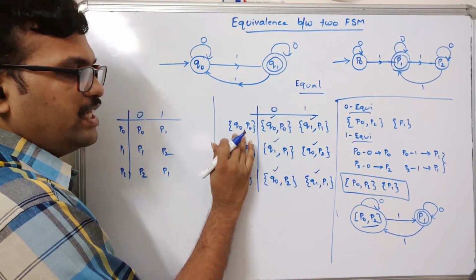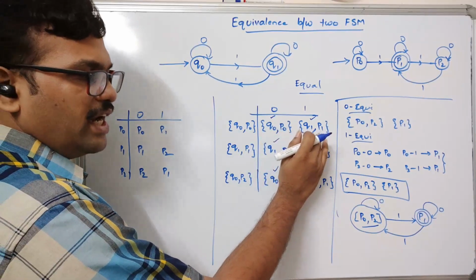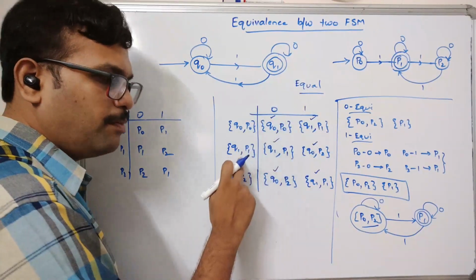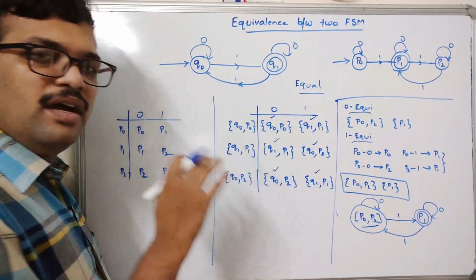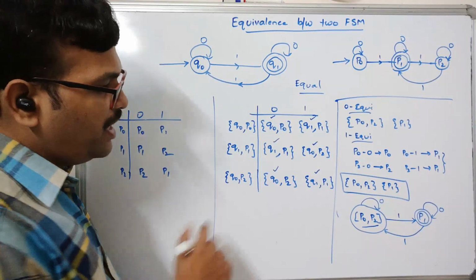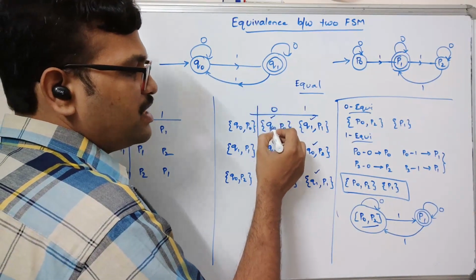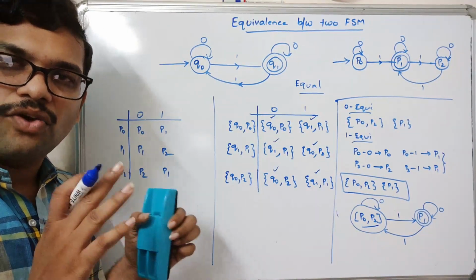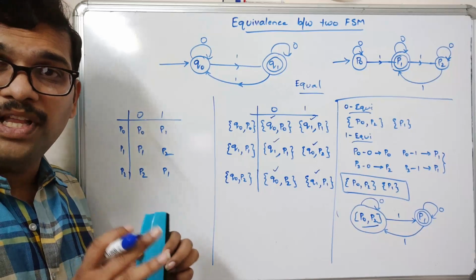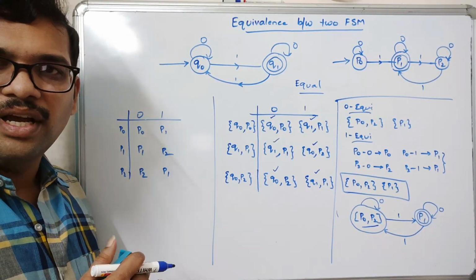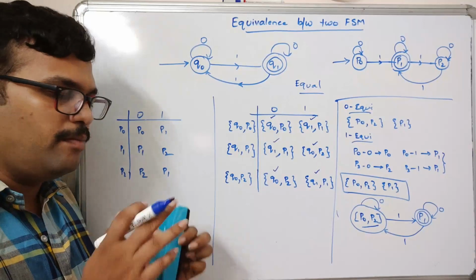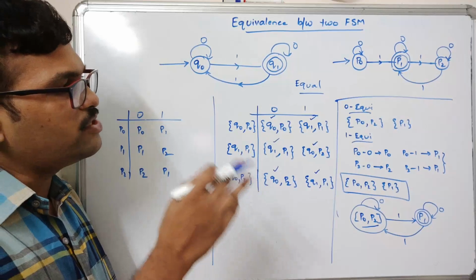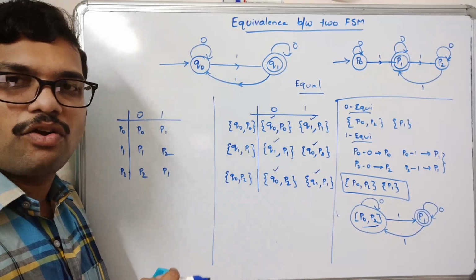Just start with the initial states, and if it forms any new state, find the transition over 0 and 1 for that particular new state and repeat the process until it doesn't form a new state. And finally, check the states of each set, whether they are non-final states or final states. It should not be a combination of a final state and a non-final state. If there is any such combination, that implies the two finite state machines are not equal.